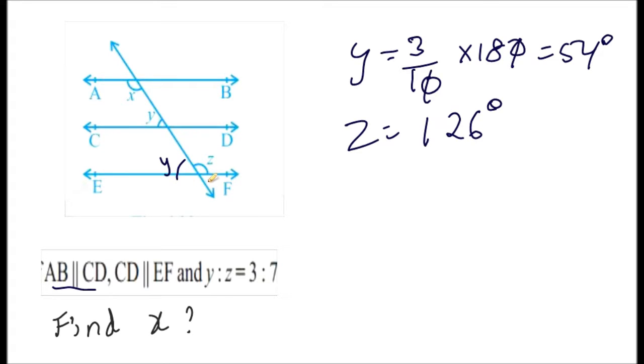So angle Z we got 126 degrees. If you ignore this CD line, now if you see AB is parallel to EF, this angle Z and angle X are equal because angle Z and angle X are interior opposite angles. So angle X is also equal to 126 degrees.